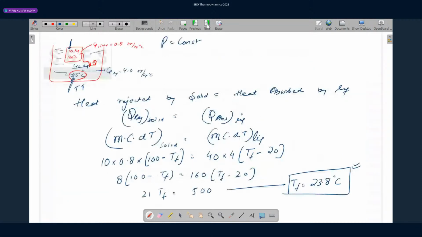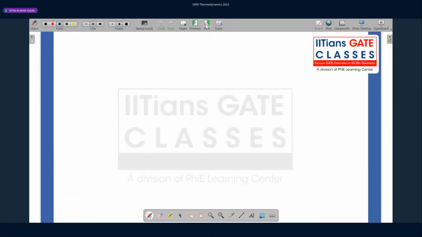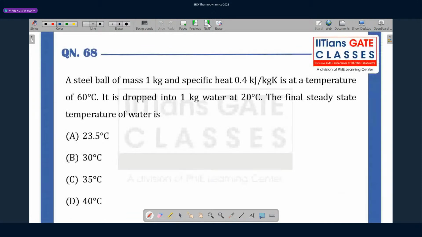Now, let's go to the last question for today's class. Similar question. A steel ball of mass 1 kg and specific heat 0.4 at a temperature of 60 is dropped into 1 kg water at 20. The final steady state temperature I need to find out. Very simple question. Same question that we solved earlier.